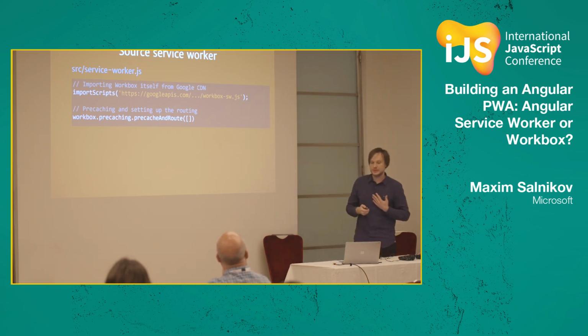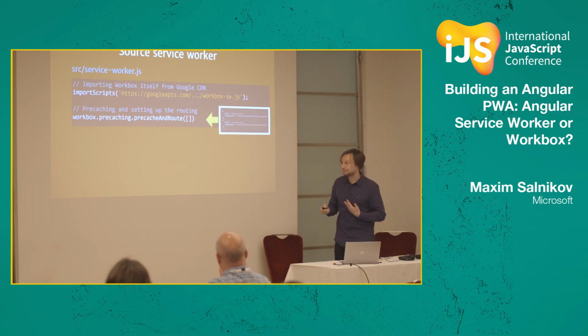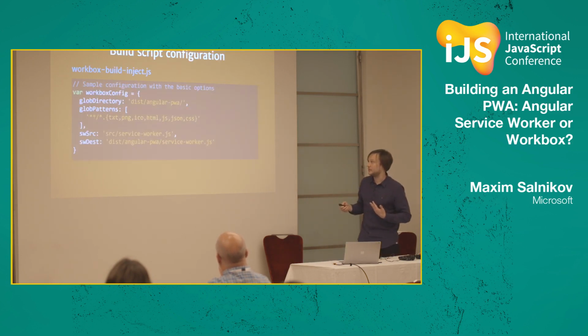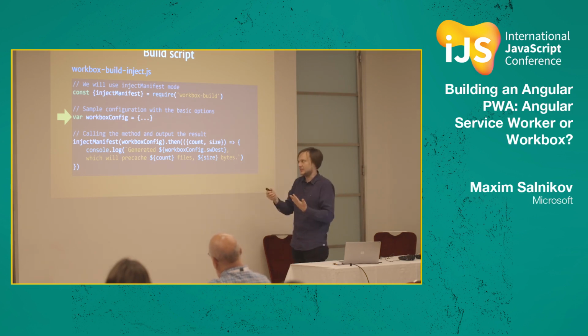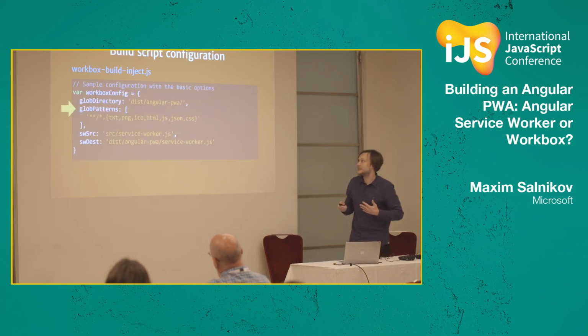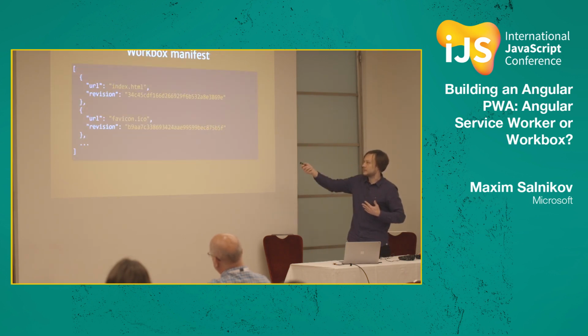How do we tell the Workbox service worker what exactly to cache? We have to inject this data here. And if we go back to this code, this inject manifest is exactly about this. So we iterate through the distribution folder based on a pattern we provided. We build the list of resources. It looks like this.